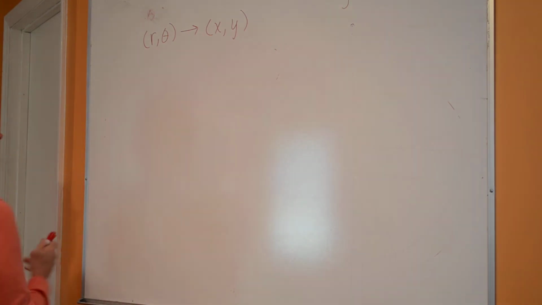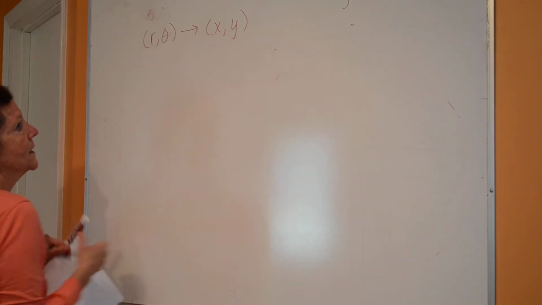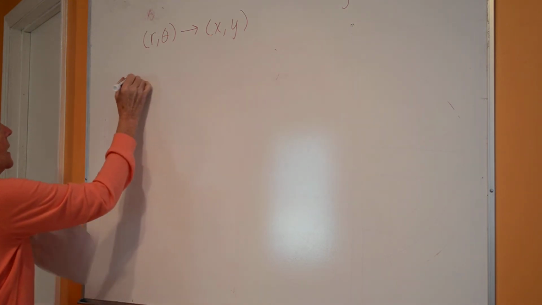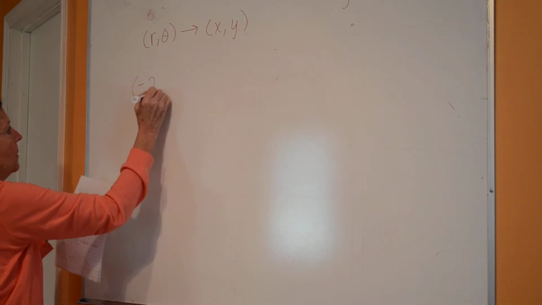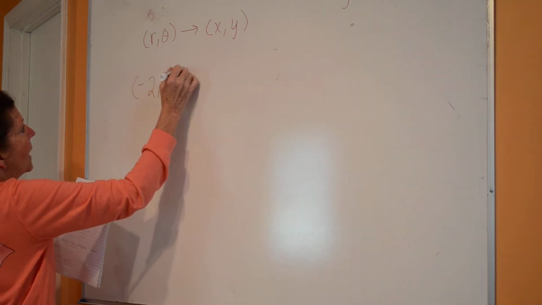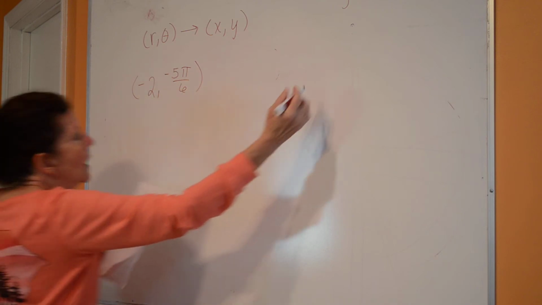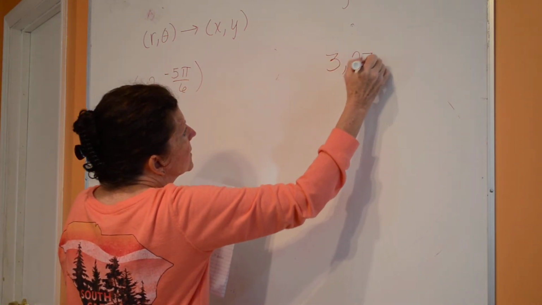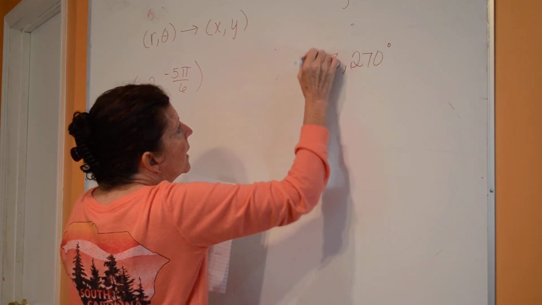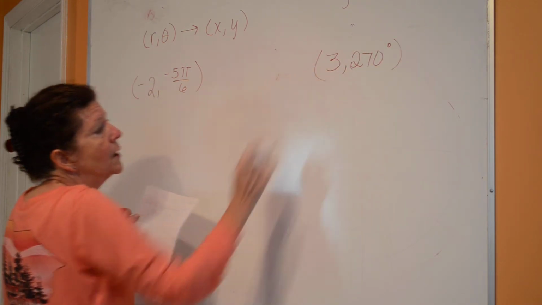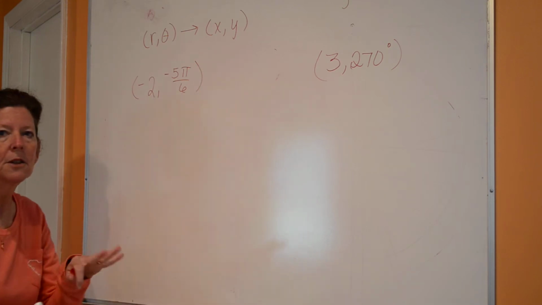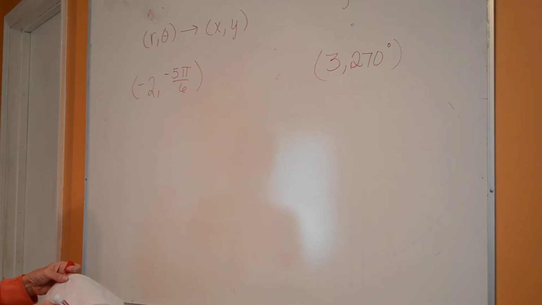Okay, well now we're still going from polar to rectangular. We haven't done the opposite way yet. All right, so try these. Negative 2 and negative 5 pi over 6. And let's do 3 and 270. Now, you would have to have it in degrees to do that one. Since it's in degrees, you might want to do that one first. But go ahead and do it, pause the video, and come back.